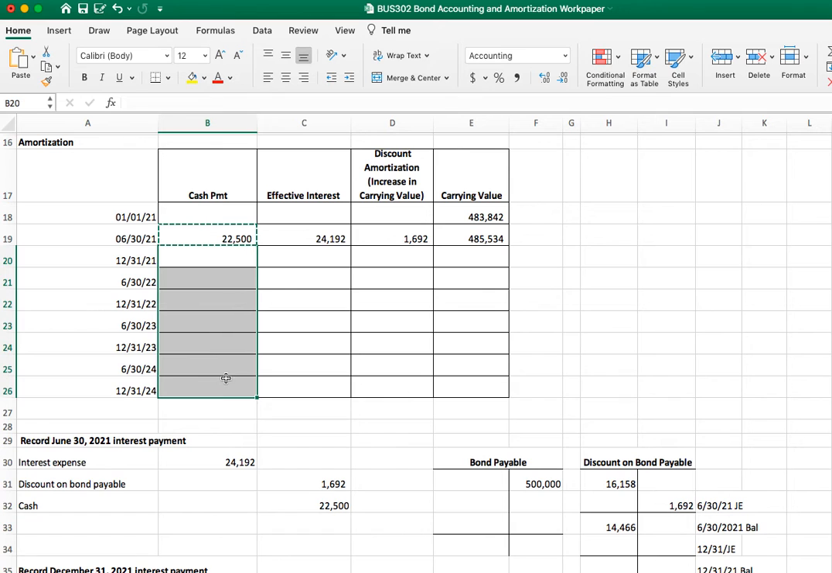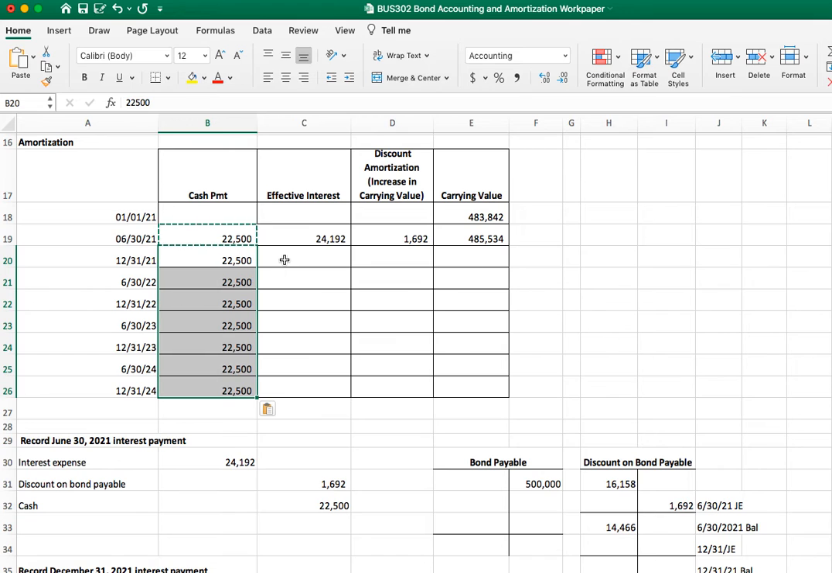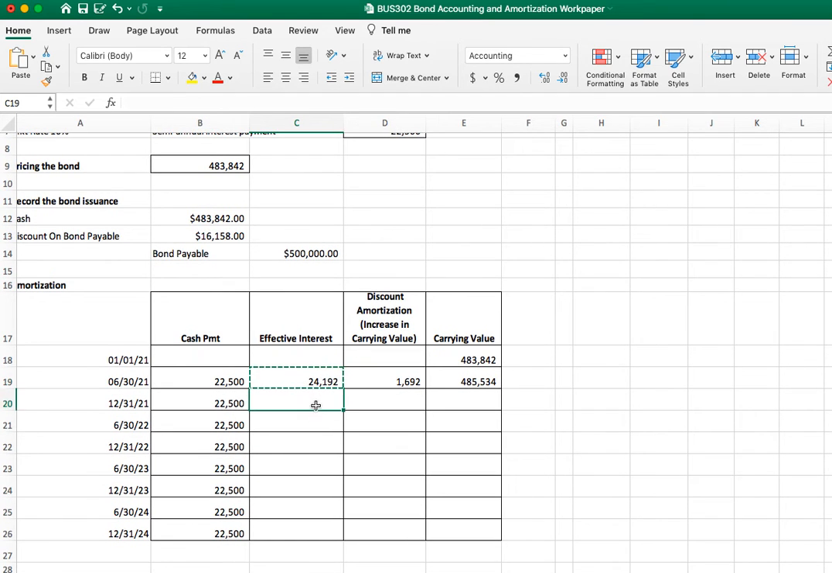So I'm just going to, the cash payment never changes, right? That is going to be equal to $22,500 every 6 months. The effective interest is always going to be the carrying value of the bond times the semi-annual effective rate, which in this problem is 5%. So I can just copy and paste this formula down. The difference between the effective rate of interest and the cash payment is the decrease in the discount. So we can compute that down, and the carrying value changes by the amount of the discount.